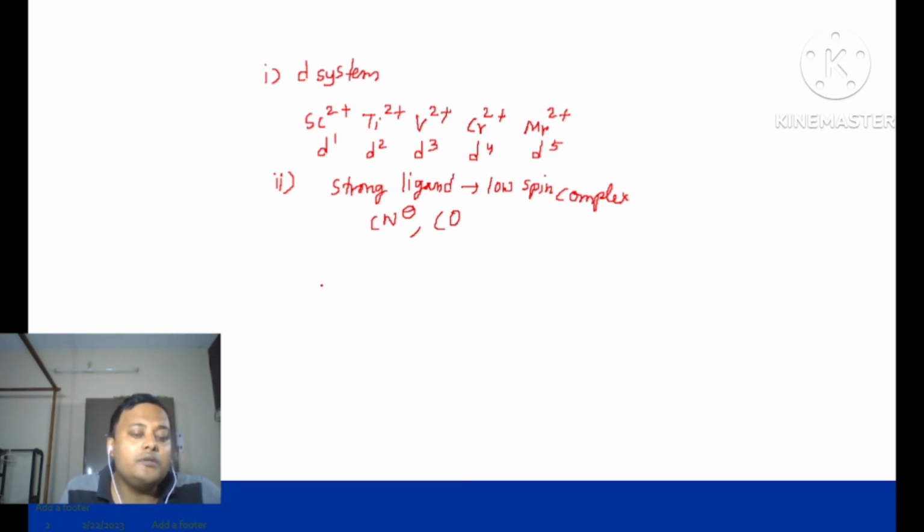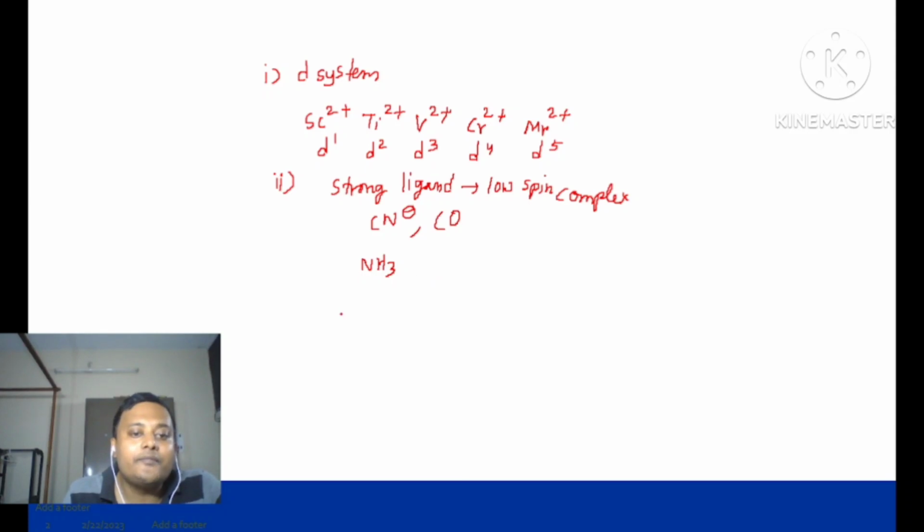Now the only problem is with moderately strong ligands, for example ammonia. In some cases ammonia acts as a weak ligand, in some cases it is a strong ligand. Mainly if the oxidation number of the central metal is higher, then ammonia acts as a strong ligand. For example, Co(NH3)6 3+. In that case, cobalt 3+ is a higher oxidation state, so ammonia acts as a strong ligand. So you have to remember in which case it is strong and in which case it acts as a weak ligand.